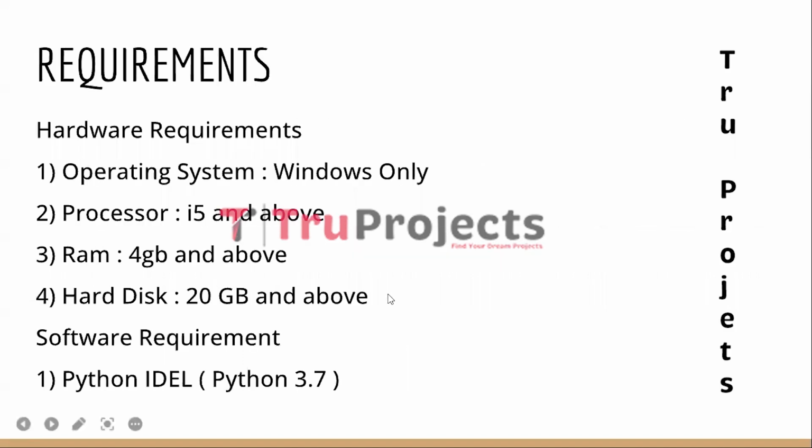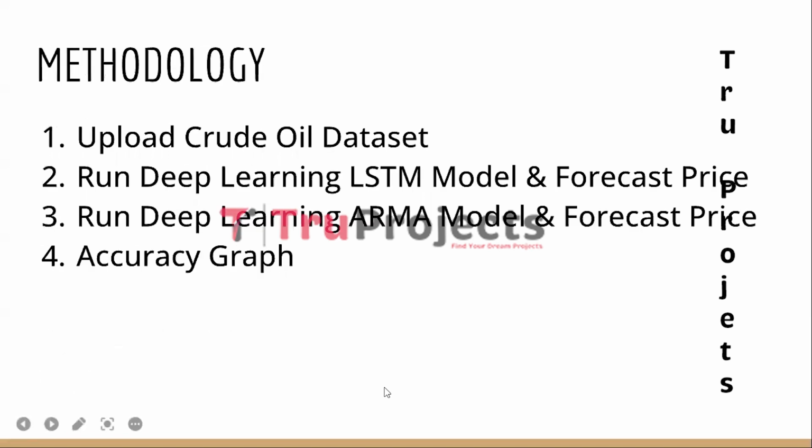These are the basic requirements that are needed to build this project. The first one is hardware requirements: operating system as Windows, processor of i5 and above, RAM of 4 GB and above, hard disk of 20 GB and above. Software requirement: Python IDE with version 3.7. These are the modules that are developed to build this project.